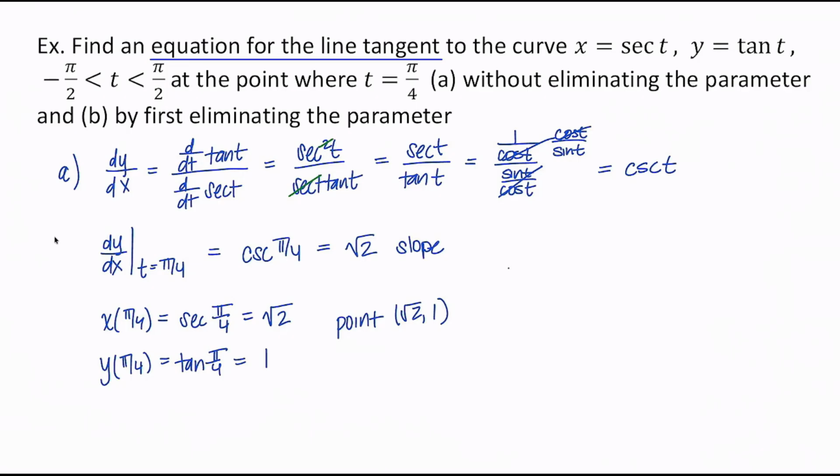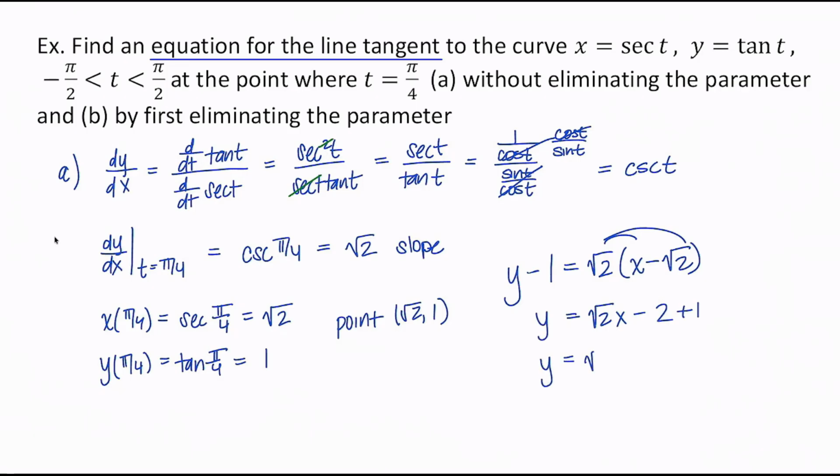So what is my equation of the tangent line? y minus y1 is equal to the slope rad 2 times x minus x1, or x minus rad 2. If I wanted to solve for y, not that we necessarily have to, I would get rad 2 x minus 2, because if I distribute, rad 2 times rad 2 is 2. Then I add 1 to the other side. So I get y equals radical 2 x minus 1. So that was the process without eliminating the parameter.